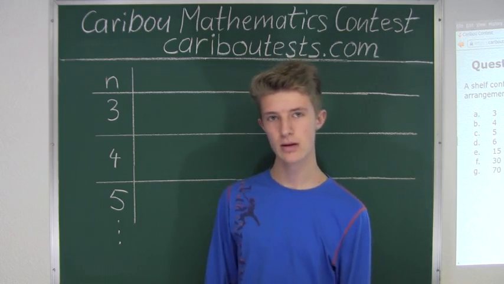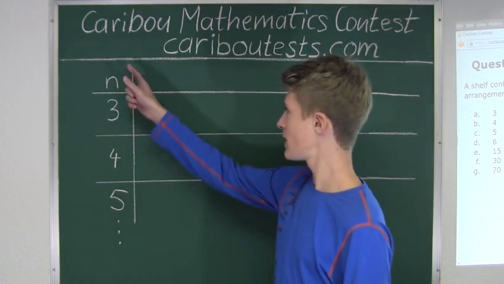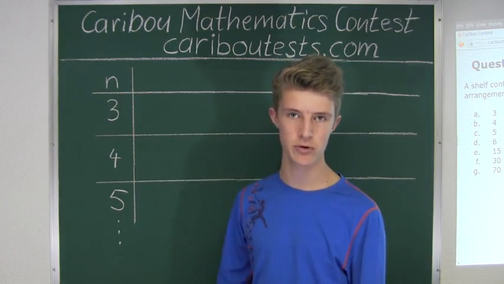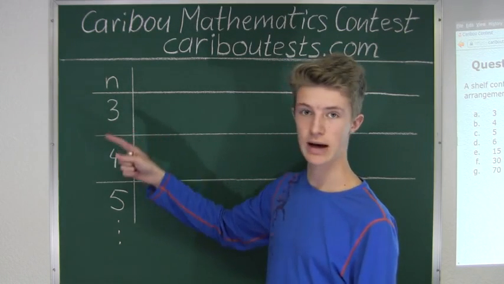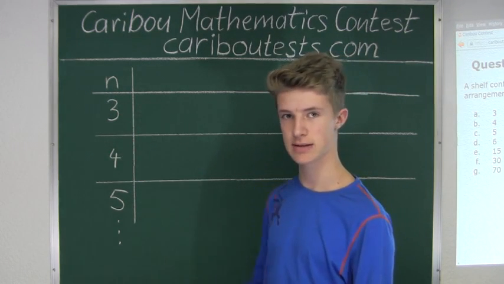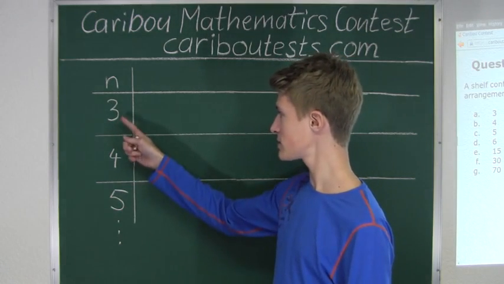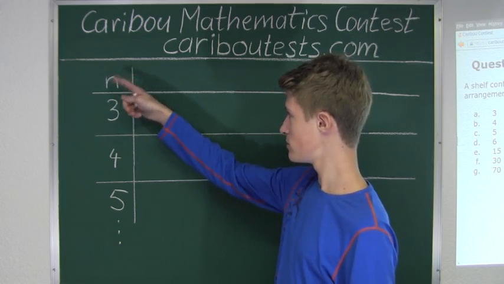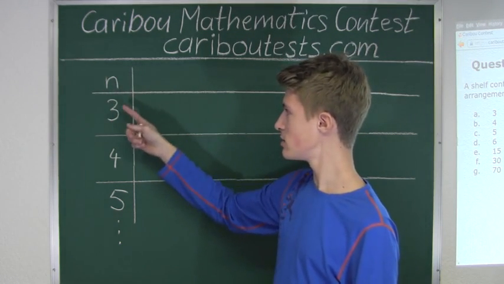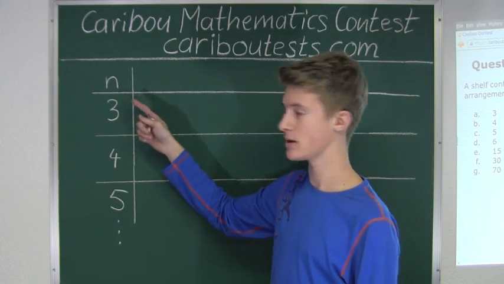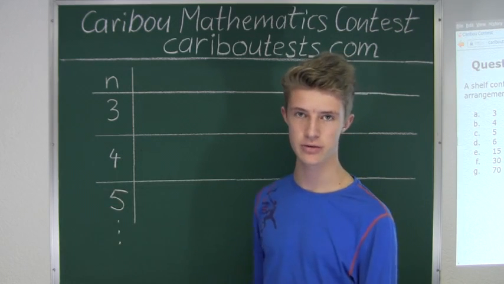Okay, so let's start by saying we have only one book. If we have only one book, of course we only have one permutation. Now if we have 2 books, then we would have 1 times 2 permutations, because the second book can either go first or second. And then for 3 books, you would have the number of permutations before, which is 1 times 2, but then you have to do times 3 also, because the third book can either go first, second, or third, and so on for 4 or 5 and all the other numbers.